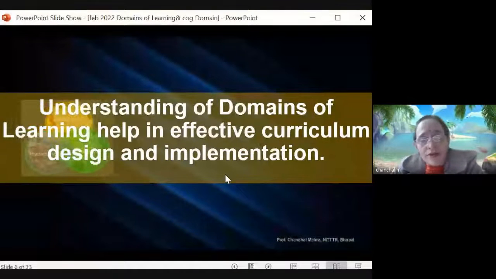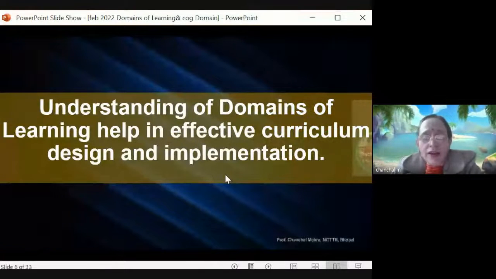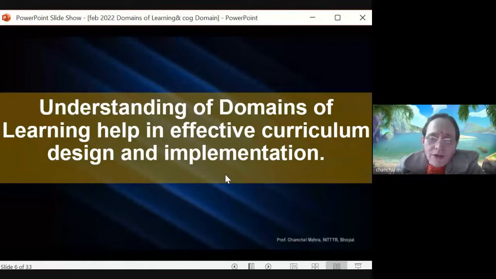So, understanding of the domains of learning, why we have kept this particular session: because if you understand the domains of learning, this will help you in effective curriculum design and implementation. Although your designing part is over, and as consultants we were very much aware of all these three domains and have taken care of them while designing the curriculum. But during implementation, you must also be aware of these three domains, because for the learning activities, the way you have to teach particular content, you have to keep in mind under which domain this particular skill is coming, and that will help you in deciding the way you are going to offer your sessions.